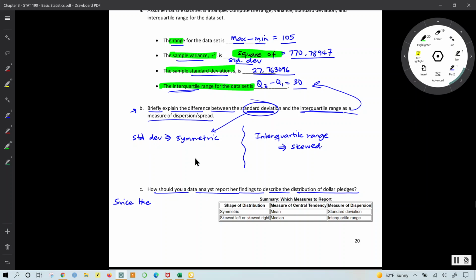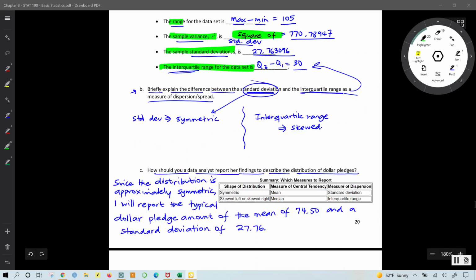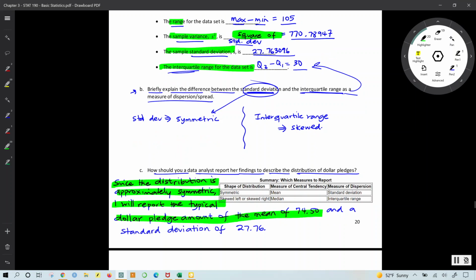So the mean for the measure of center of what is typical and the standard deviation as a measure of spread. In other words, since the distribution of dollar pledges is approximately symmetric, I report the typical pledge amount of the mean of $74.50 and a standard deviation of $27.76.